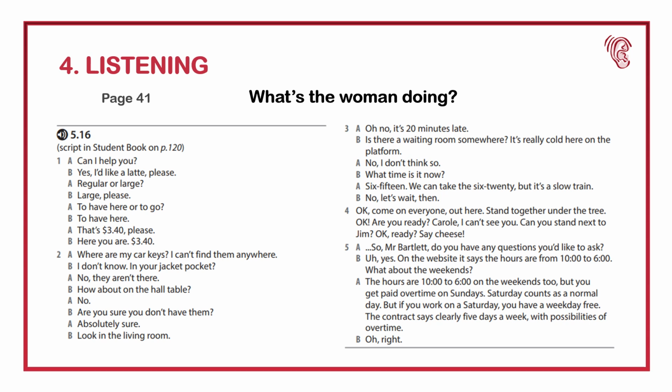3. Oh no, it's 20 minutes late. Is there a waiting room somewhere? It's really cold here on the platform. So a platform is where you go to get your train, and it usually has a number. No, I don't think so. What time is it now? 6:15. We can take the 6:20, but it's a slow train. We can take the 6:20. That means we can take the 6:20 train. It means the train that leaves at 6:20.